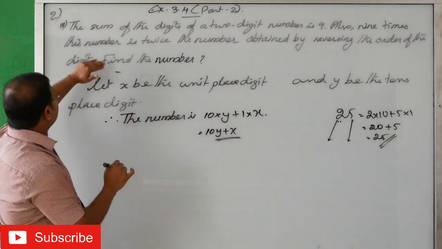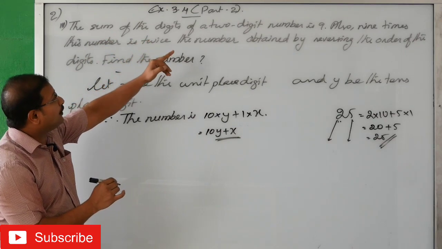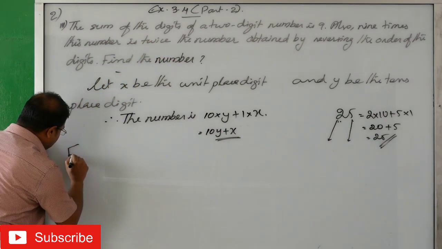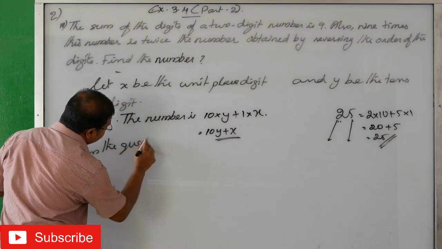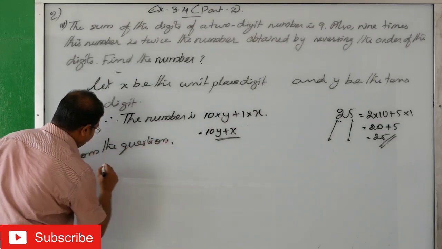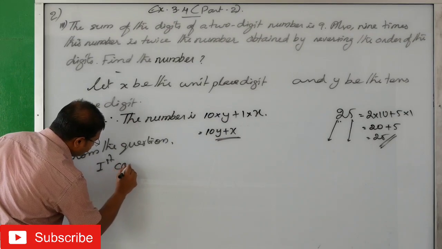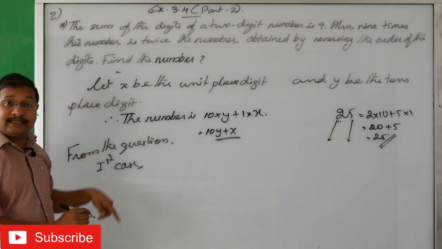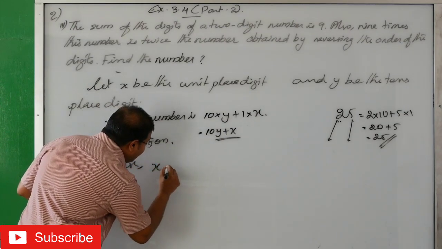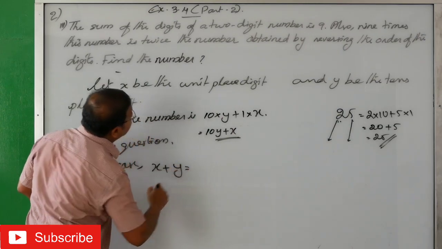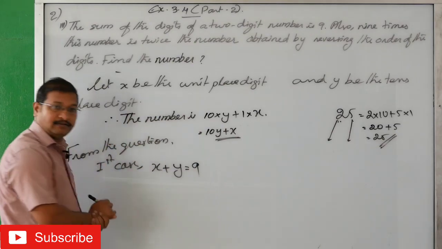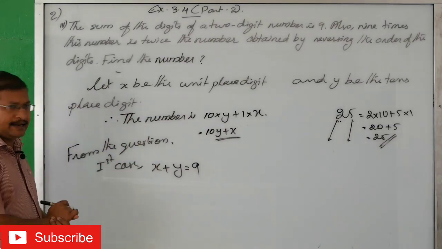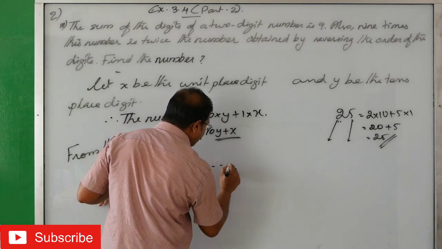Ready? Now what is given here? Sum of the digits of a 2-digit number. That means from the question, first case, what you can write? Sum of the digit means x plus y. Sum of the digit is 9. That means x plus y is 9. That is equation number 1.